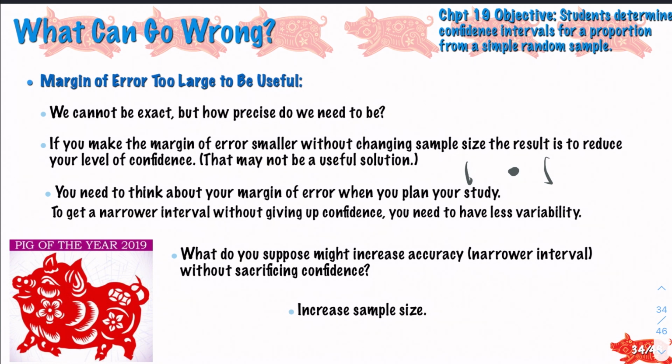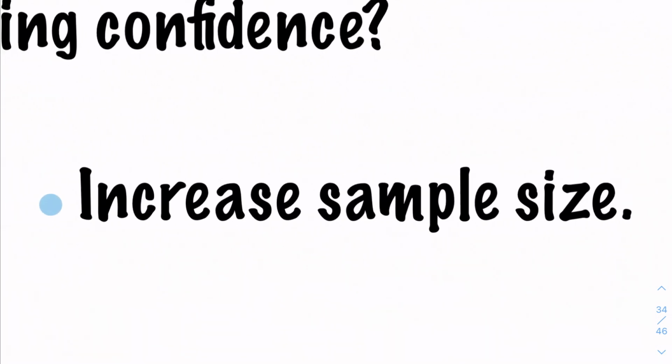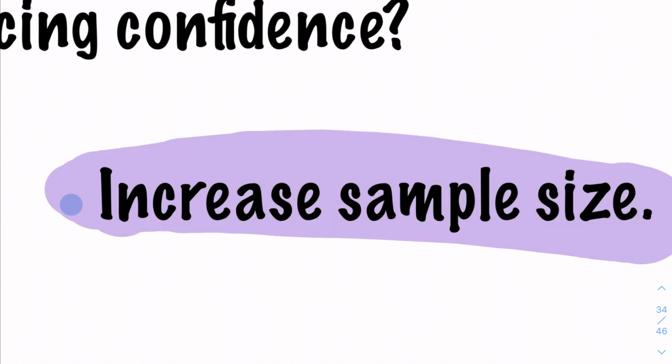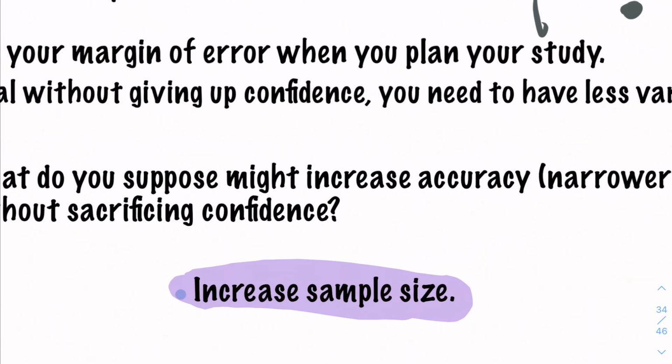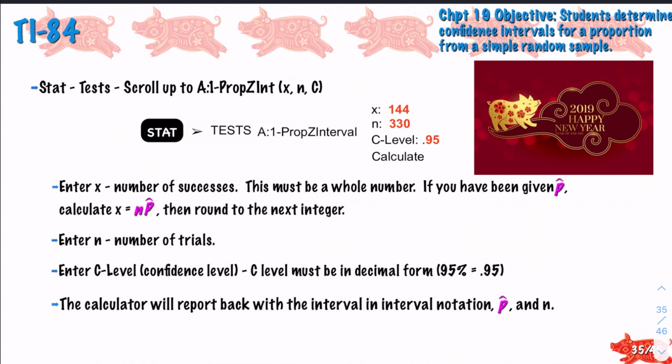And just like we saw with sampling distributions, if you want to have less variability, what do you suppose you might increase in terms of figuring out accuracy? How do we narrow the interval without sacrificing confidence? And you guessed it: we are increasing the sample size. So if you want to keep the same confidence level but reduce variability, we increase the sample size, which should make sense.